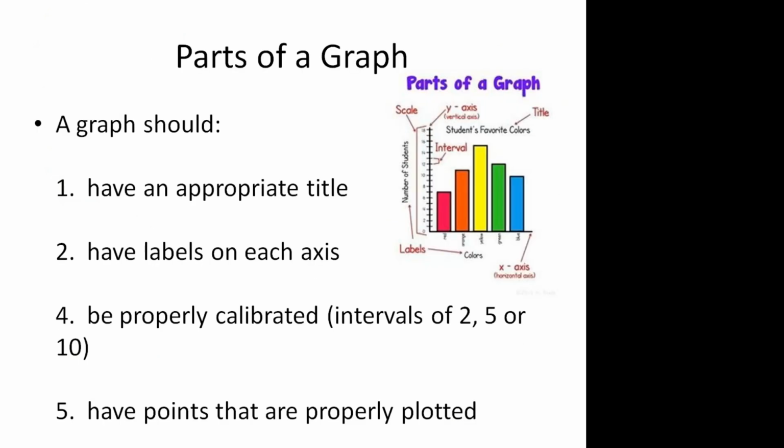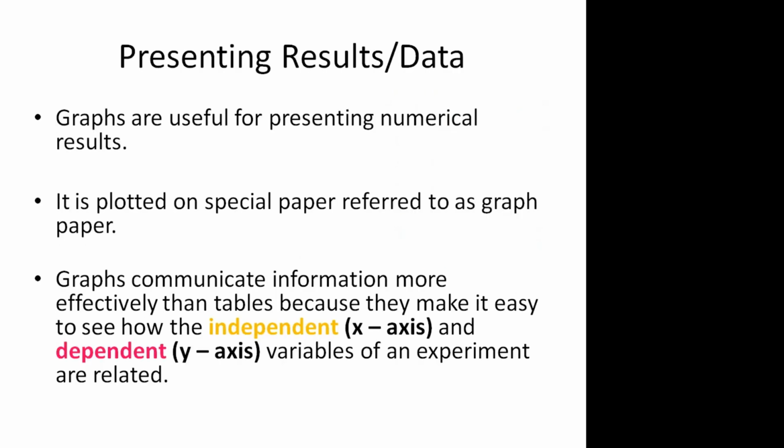So here we have parts of a graph. Well, these are the common parts of a graph. A graph should have an appropriate title. It should have labels on each axis. It should be properly calibrated at intervals of 2, 5, or 10. And it should have points that are properly plotted.